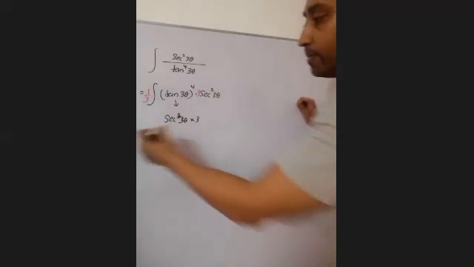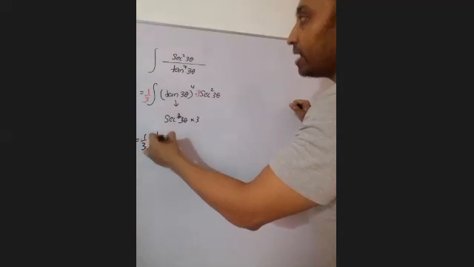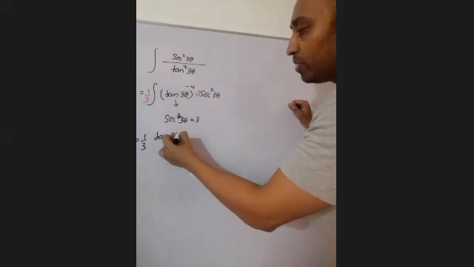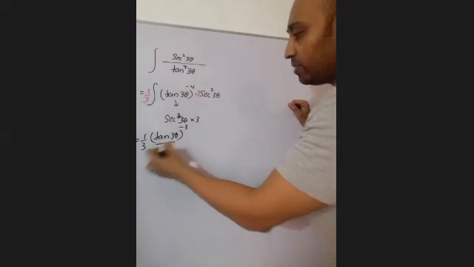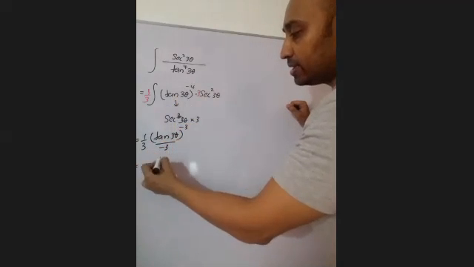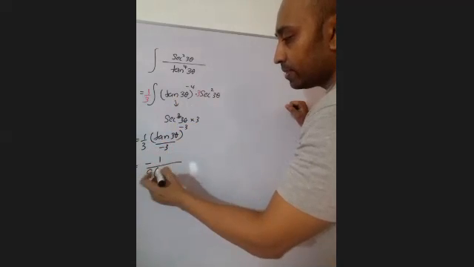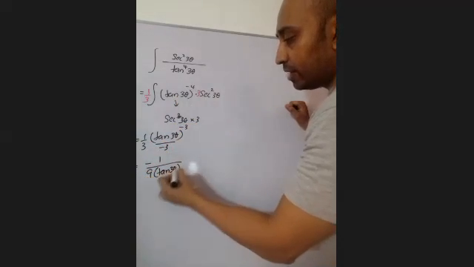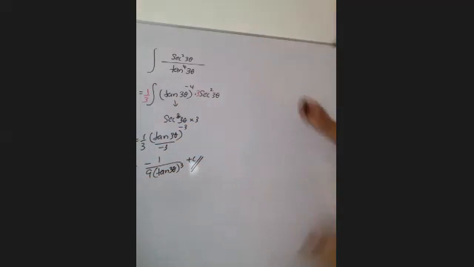With that you can say this is 1 over 3, tan 3 theta to the power 4 plus 1 is 3 over 3, plus c. So the answer is 1 over 9 tan 3 theta to the power 3, plus c, the final answer for this. Okay, that is a way of doing this question.